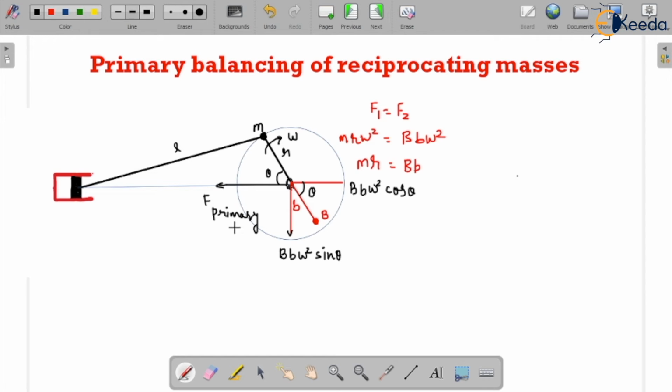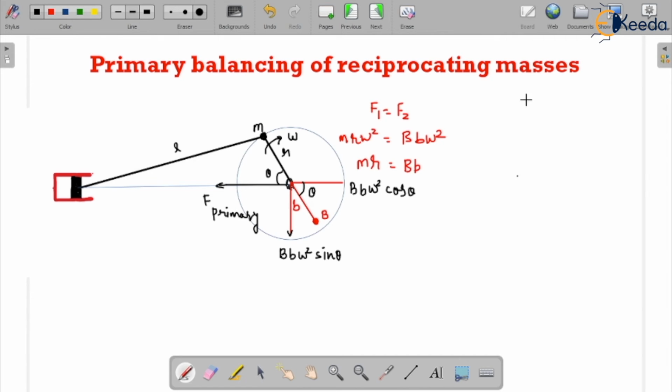So you can easily see in the diagram, we know that the F primary is just because of this mass m, because m is the mass attached to the crank here. So F primary is equal to m r omega square cos theta.